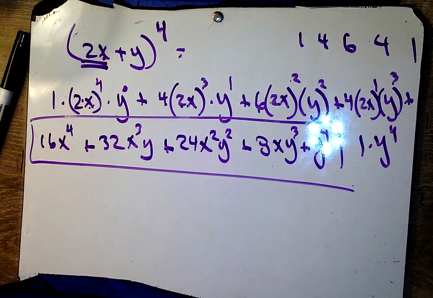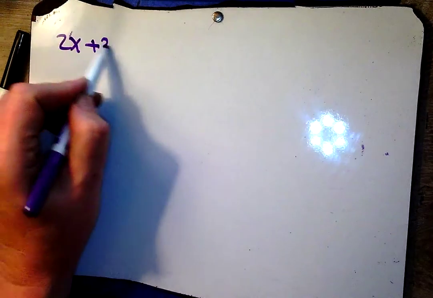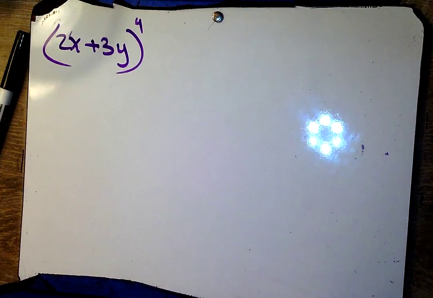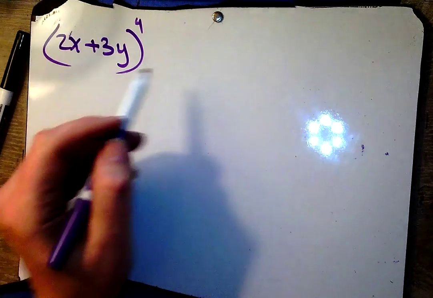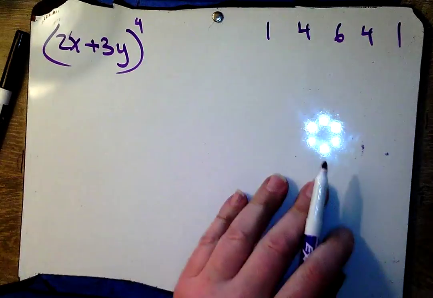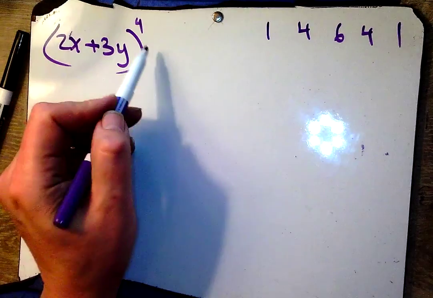All right, so why don't we make that a little more interesting? How about 2x plus 3y to the fourth? Will you please do that one? Again, we're on the fourth row, 1, 4, 6, 4, 1. And so what's that going to look like?